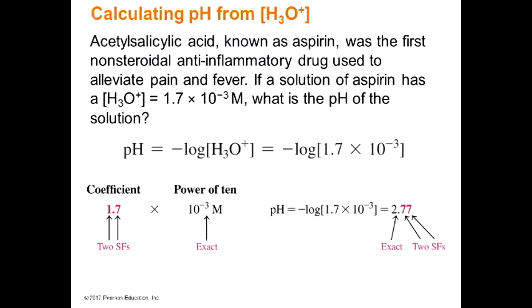If for some reason you blow it in this class, I might be in a good mood. But I need you to understand that convention. Okay? By convention, the decimals are where you count the sig figs in pH. That is a rule. Okay?